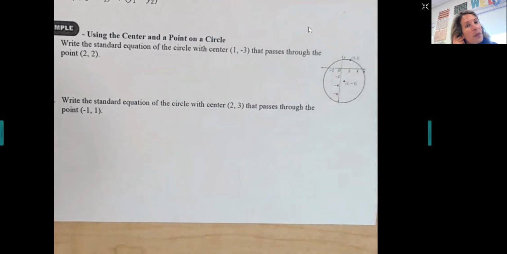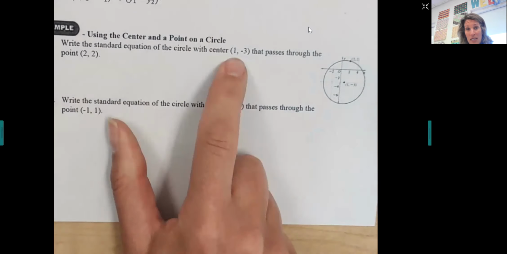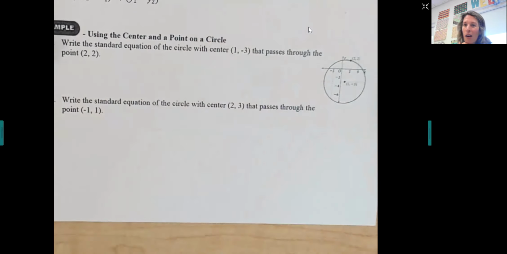All right, so the next one, we have to write the standard equation for the center of a circle. This is my center of a circle. So I already know that. What I have to find is the distance. How far away is it from the center to that point?